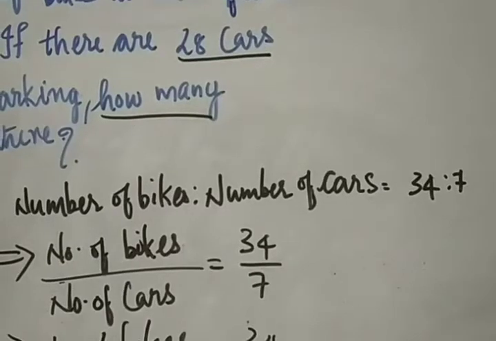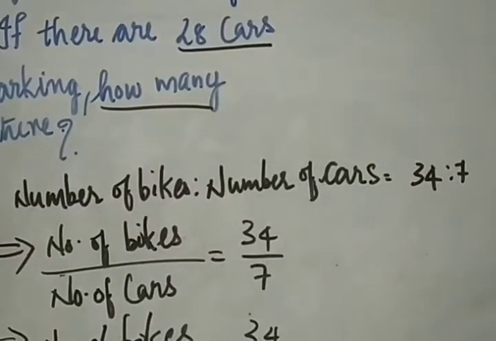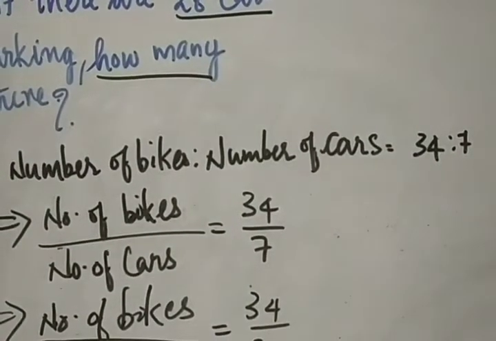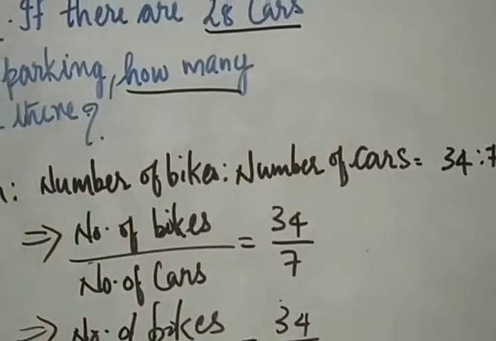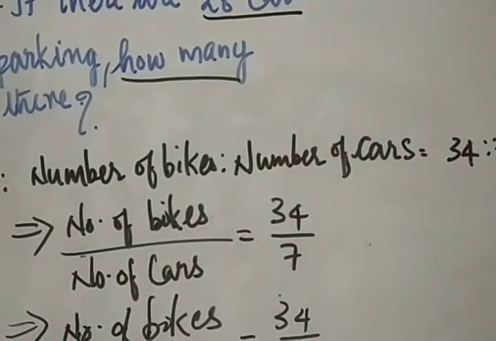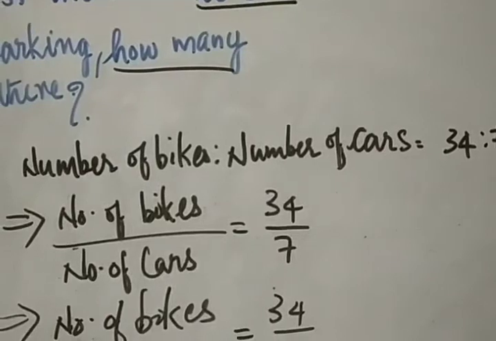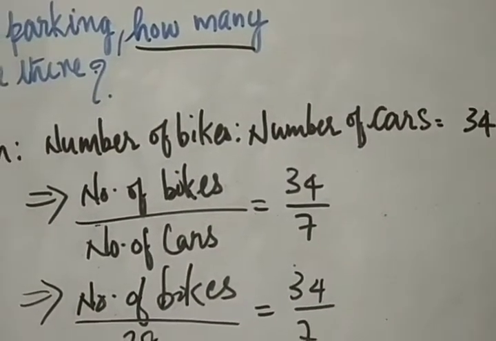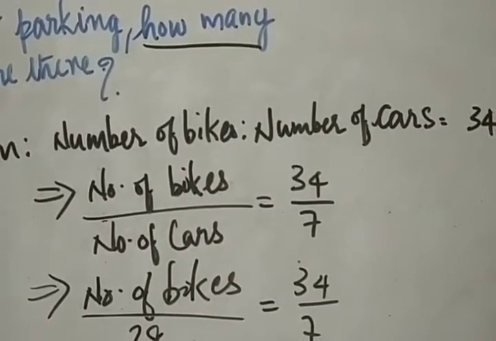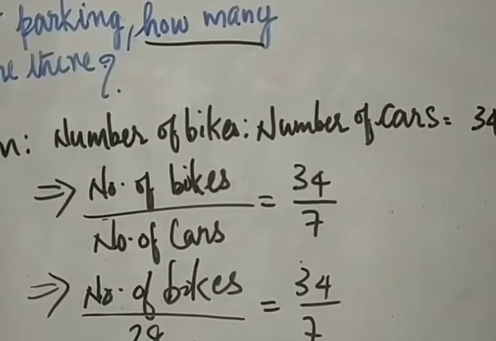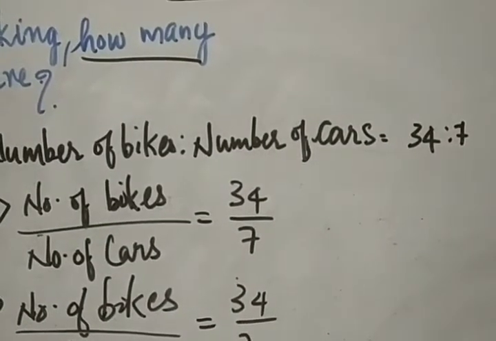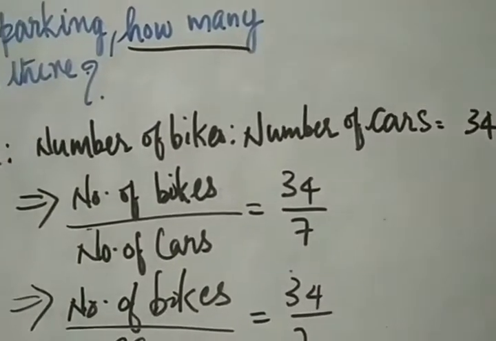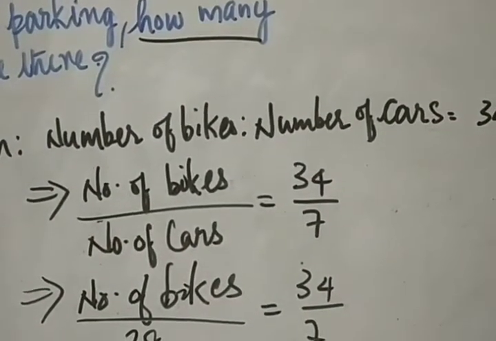We know that a ratio can be expressed in the fractional form also. That is, A is to B can be expressed as A by B. So on the left hand side we have the ratio of number of bikes to number of cars. In the next step I am representing this ratio in the fractional form. So this will become number of bikes divided by number of cars, and the right hand side I am also representing in the fractional form, so that is equal to 34/7.